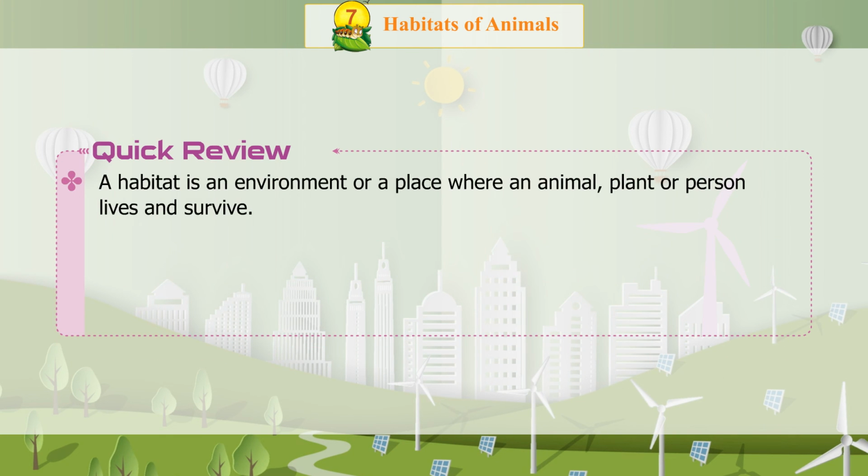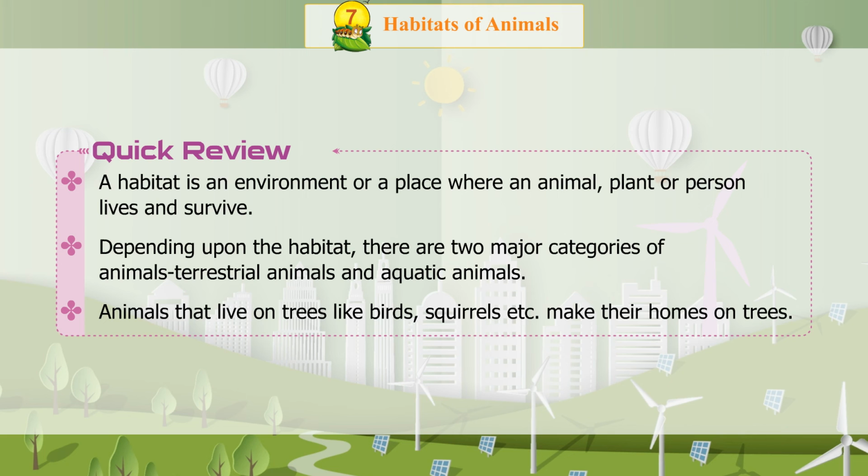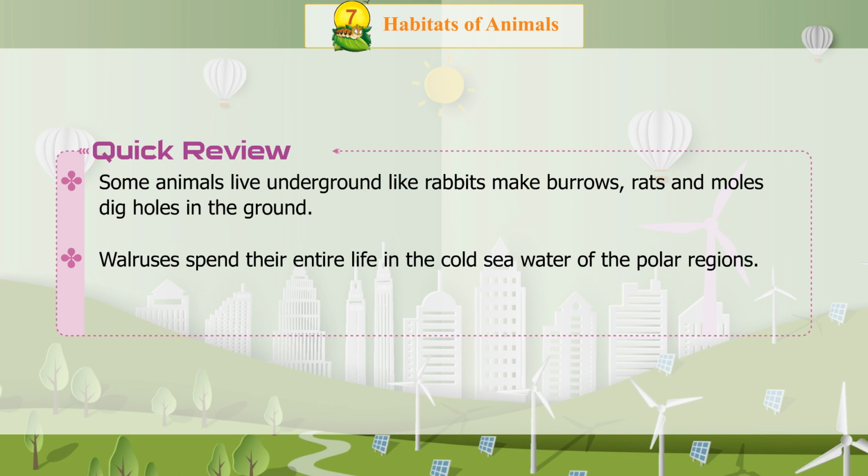Quick review. A habitat is an environment or a place where an animal, plant, or person lives and survives. Depending upon the habitat, there are two major categories of animals: terrestrial animals and aquatic animals. Animals that live on trees like birds, squirrels, etc. make their homes on trees. Some animals live underground like rabbits make burrows, rats and moles dig holes in the ground.